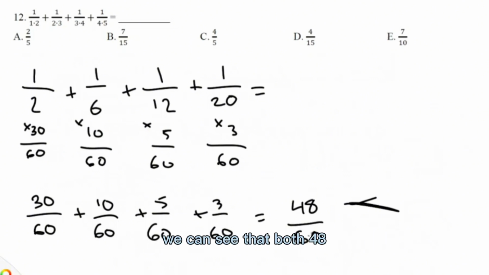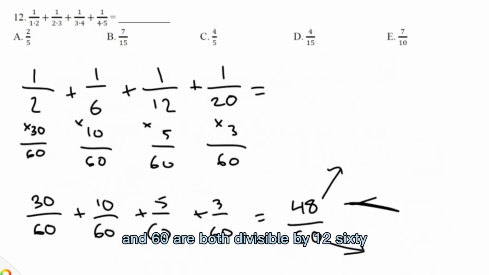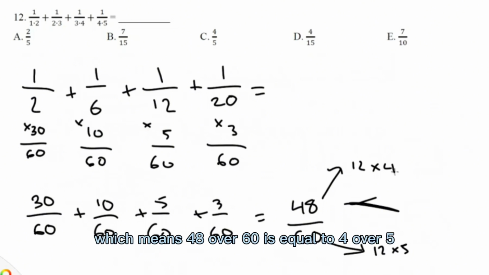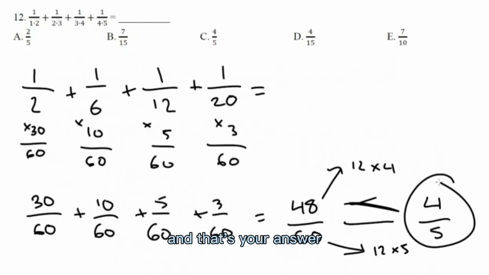And finally, we can see that both 48 and 60 are both divisible by 12. 60 is 12 times 5, and 48 is 12 times 4, which means 48 over 60 is equal to 4 over 5, and that's your answer.